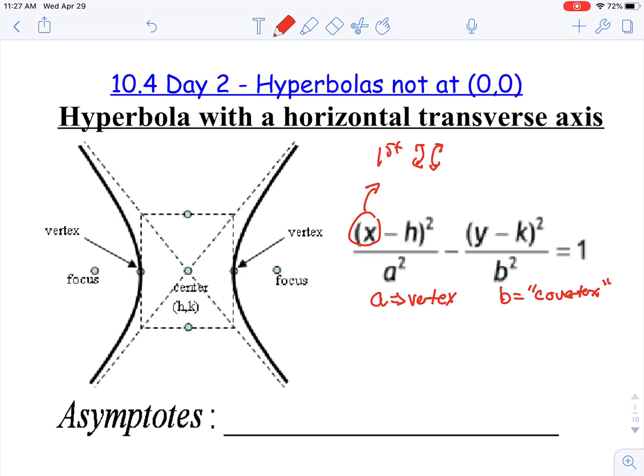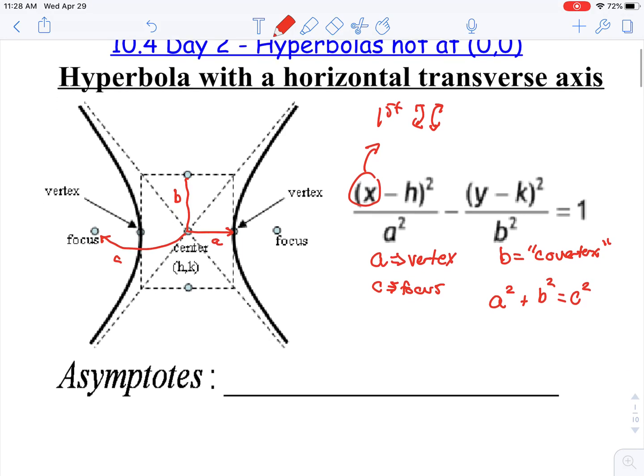So if we look back over here on our picture, this distance would be our a value to our vertex. This distance is our b value. The c value, just like before, is going to send us to the focus points. So on our picture, there would be my c value. And then remember that the relationship between the a squared, b squared, and c squared is a little different. This time we are adding a squared plus b squared to get c squared.